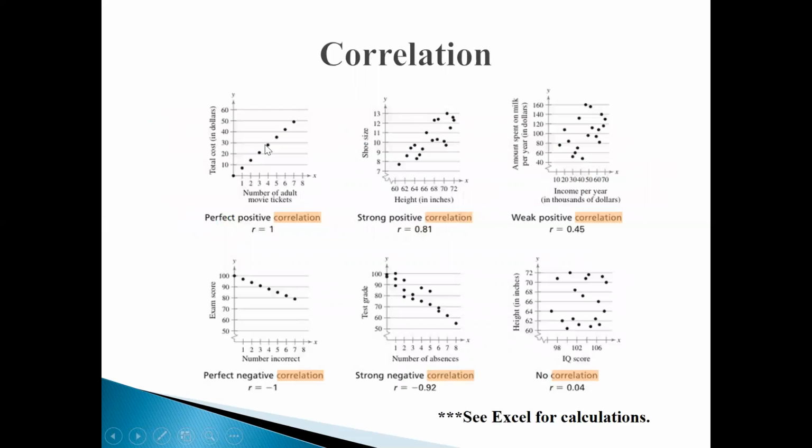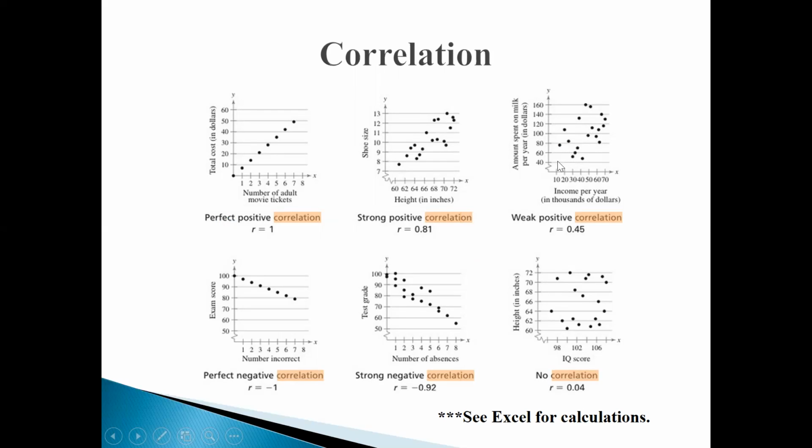So the top ones are positive. So if it's a perfect positive, R is going to be 1. Now, if it's a strong positive, you might be somewhere around 0.81. So it's not a perfect relationship, but it's still positive. It's still, if you drew a correlation trend line here, it would all be pretty close to that trend line, and you can tell it's always moving up.